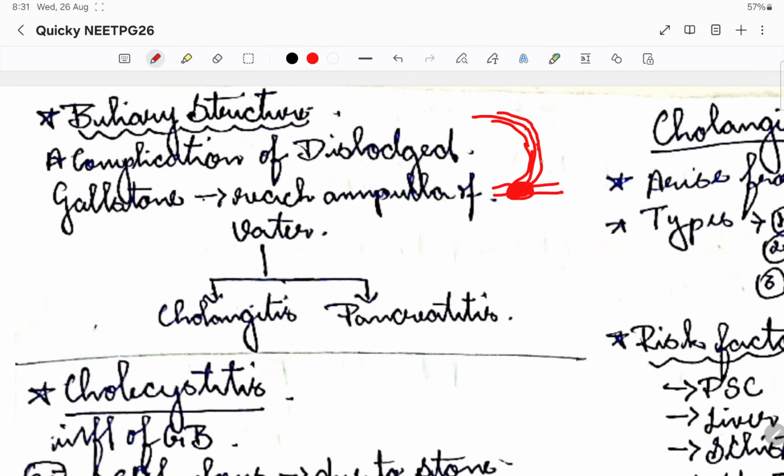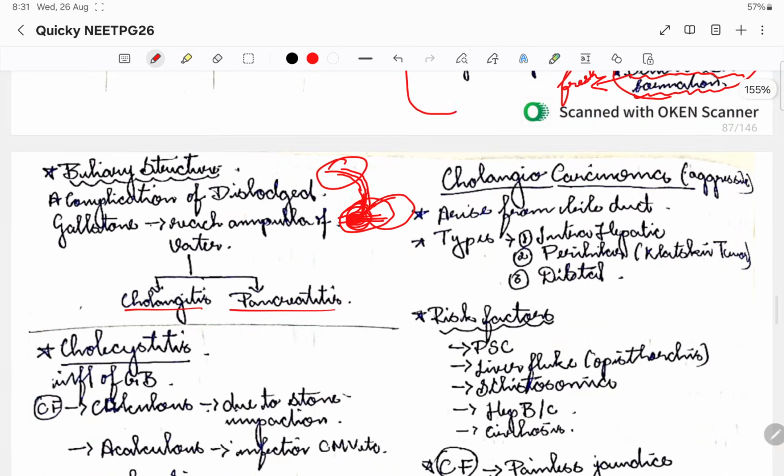This will form fibrosis around the stone. This is known as a stricture that is formed, that is a biliary stricture. So it leads to cholangitis and pancreatitis, because the ampulla of Vater was the common opening for both the pancreatic duct and the biliary duct, but both are compromised, so there might be cholestasis and pancreatitis. This is the complication of biliary stricture.